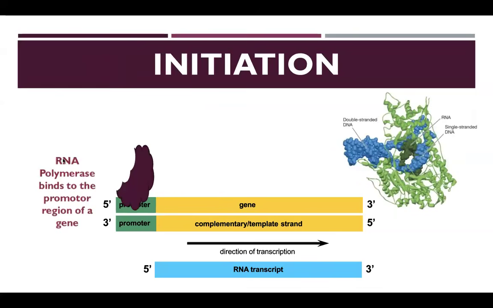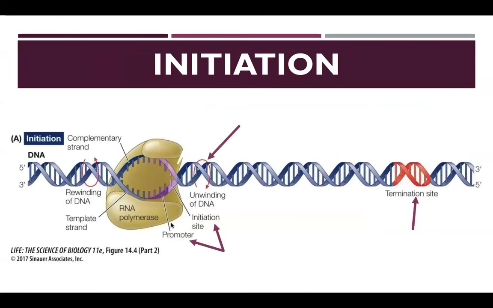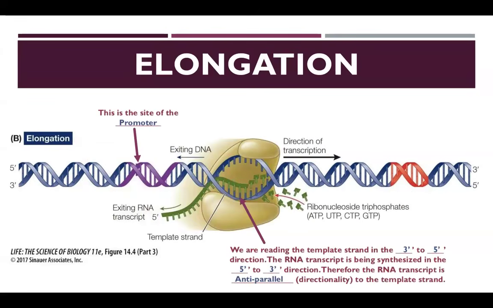So here, in initiation, RNA polymerase binds to the promoter region of a gene. After RNA polymerase binds to the promoter region, it starts to unwind the DNA as well. So you see, here's the promoter. It unwinds the DNA until eventually it reaches the termination site. It's reading the template strand in the 3' to 5' direction, so it's reading this strand right here, and the RNA transcript is being synthesized in the 5' to 3' direction. So the RNA transcript is anti-parallel to the template strand.